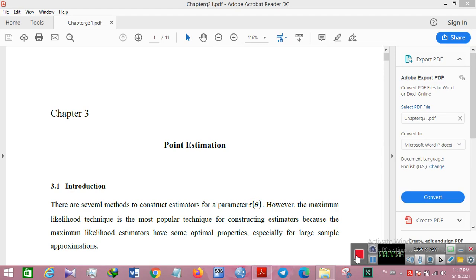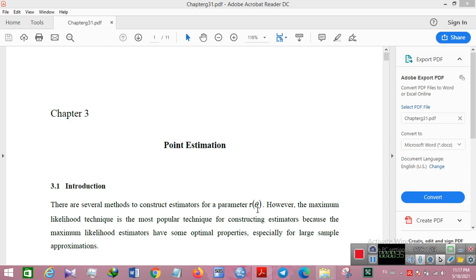In this chapter we talk about point estimation. As we said before, we observe the random sample x1 to xn to estimate the unknown parameter theta, or 2 theta.